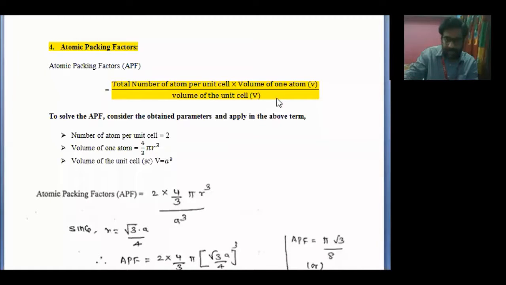Volume of the unit cell. So we know the total number of atoms per unit cell is 2, because for the corner atom n is 1, and for the body-centered atom n is 1. So the total number is 2. The volume of a sphere is 4 by 3 pi r cube. The volume of the unit cell is a cube, because we have considered a cubic structure. So we have to write the volume as a cube.